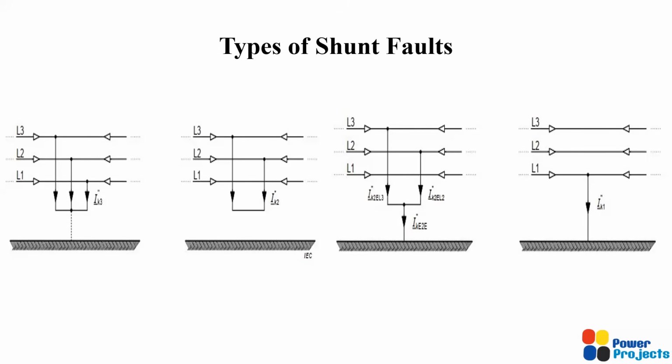That's the first one. The second one is an example of a line to line fault. The third one is a line to ground fault. And the last option, what you're seeing in the image, is a single line to ground fault.